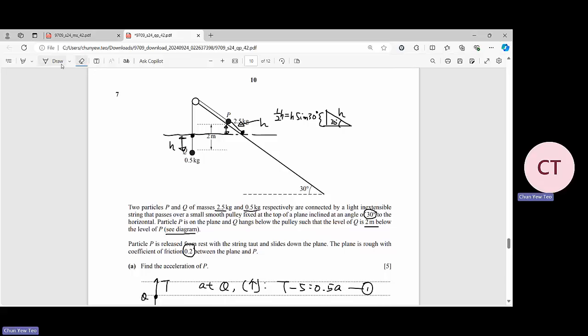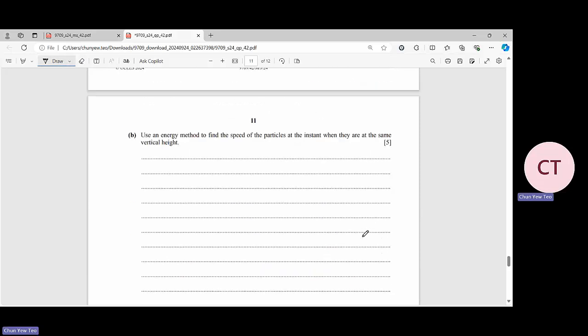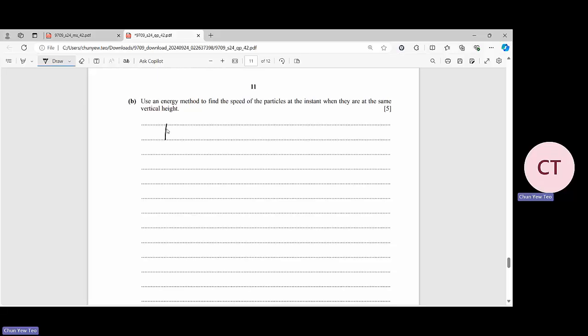Okay, so back to part B. First of all, I think we need to get ready some of the information before we start. So let's just copy down the diagram here. This is the h, this is half of the h. So we know that h plus half of the h will be 2, giving you 3 over 2 h equals 2, then h is actually 4 over 3. We need to have this information ready first before we solve the whole problem.